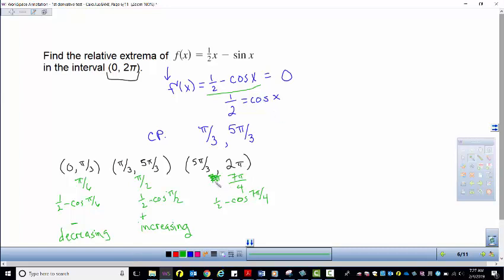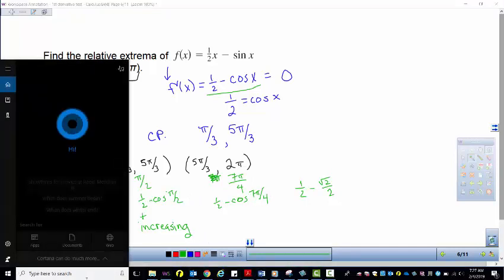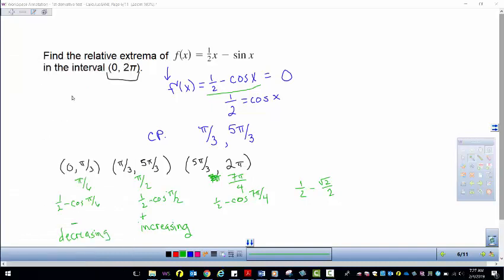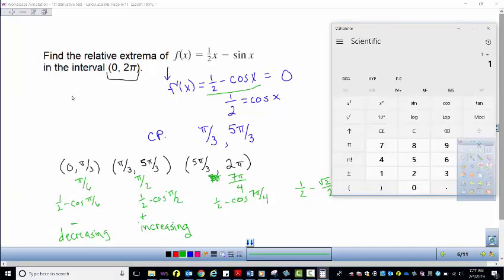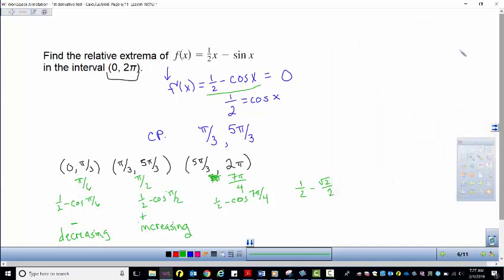Okay, and then this one you get 1/2 minus square root of 2 over 2. So which one of those is bigger? Well, if you need to, put that in your calculator. Like I said, you totally could do this all in your calculator. So I have 1/2 minus the square root of 2. Oh, shoot, I can't even do that on there. Anyway, I know that this one is bigger. So I'm just going to know that this one is negative. So you can put that in your calculator, and that one should be decreasing.